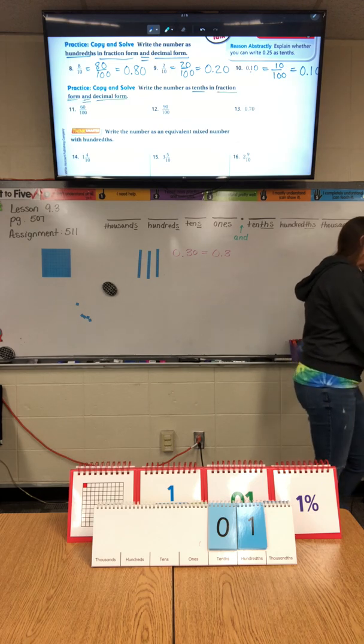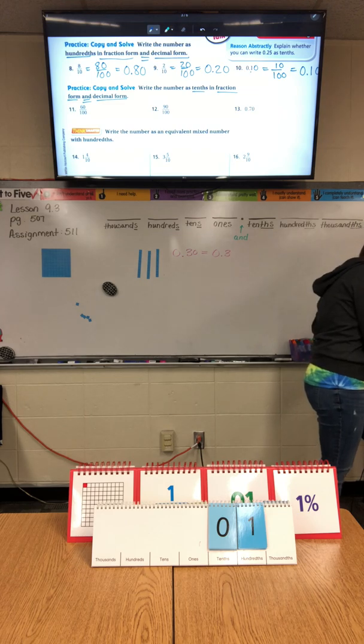Write the number as tenths in fraction form and decimal form. So we're doing tenths this time. So we've got to get rid of these zeros on top and bottom. That gives us 6/10. We write that as 0.6. Get rid of those zeros and that gives us 9/10. And get rid of this 0. That gives us 7/10.